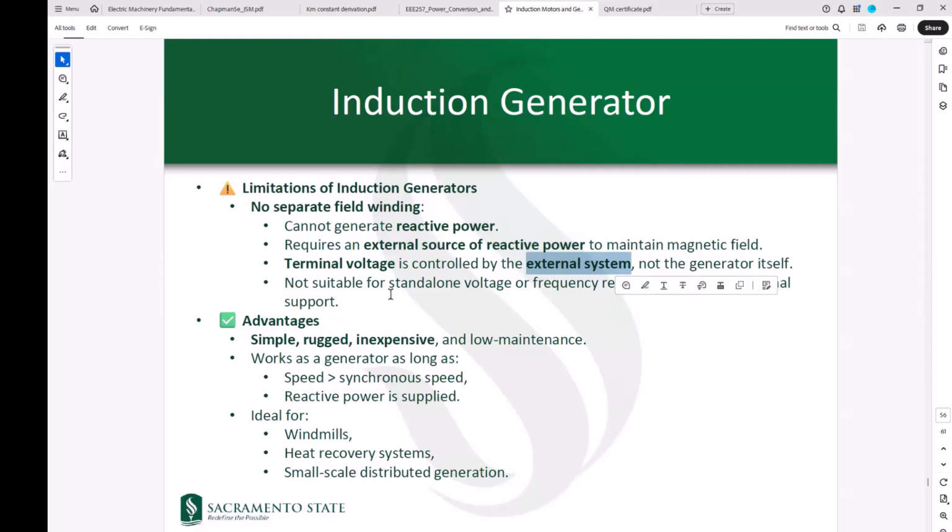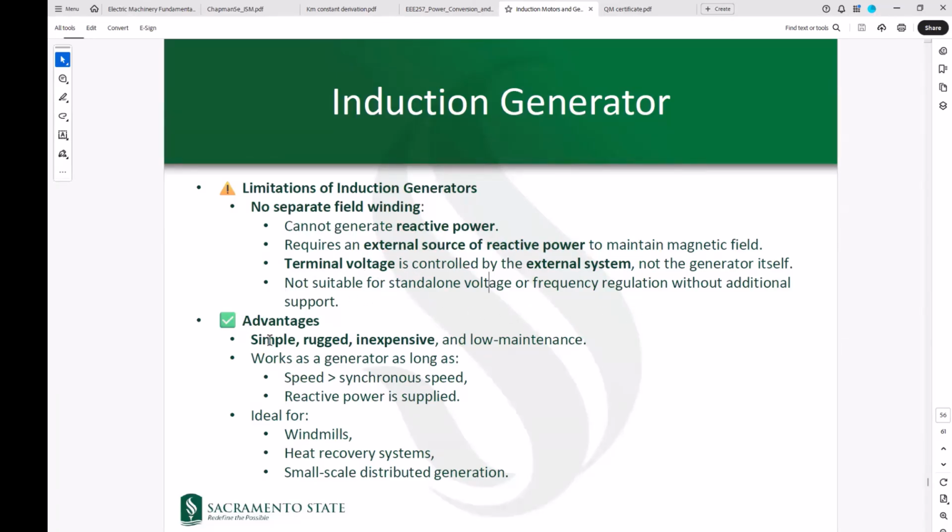You don't have any excitation circuit. You remember that the excitation circuit was used to control the voltage in synchronous machines. But since we do not have external excitation systems in induction generators, we don't have a means to control the voltage.